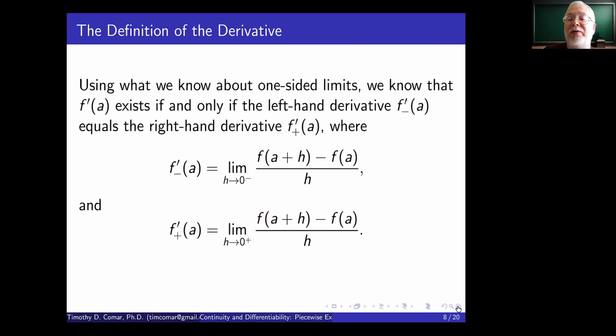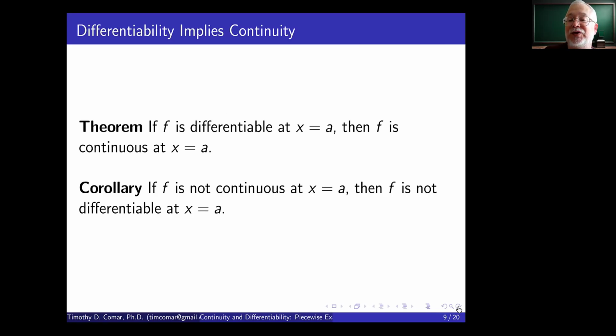So using what we know about one-sided limits, we know that the derivative f prime of a exists if and only if the left-hand derivative f prime minus of a equals the right-hand derivative f prime plus of a, where these two one-sided derivatives are defined analogously to the way that we define the derivative itself, except that we take left-hand and right-hand limits accordingly. So this is going to be key to our example.